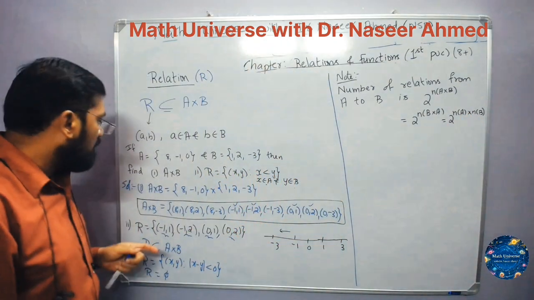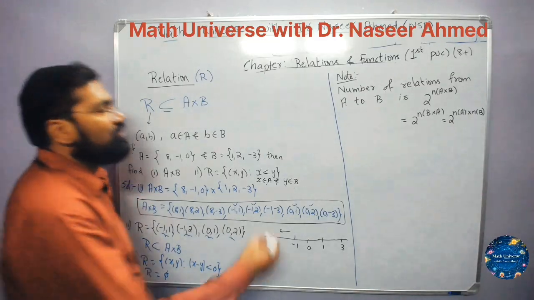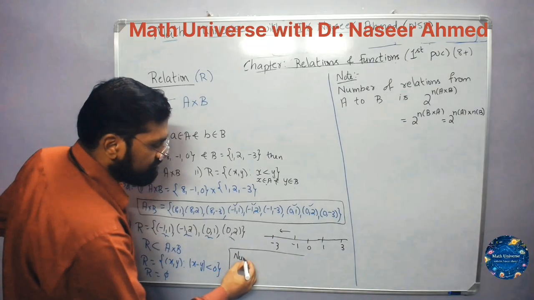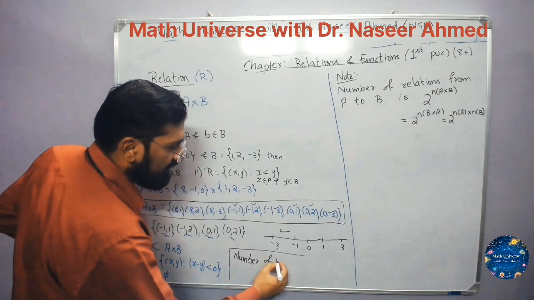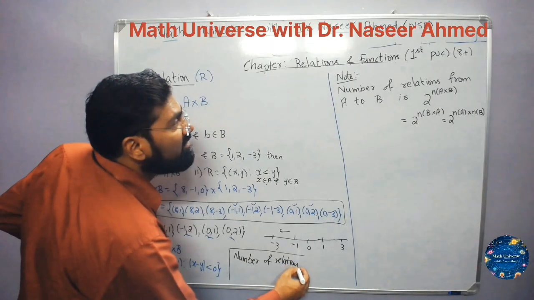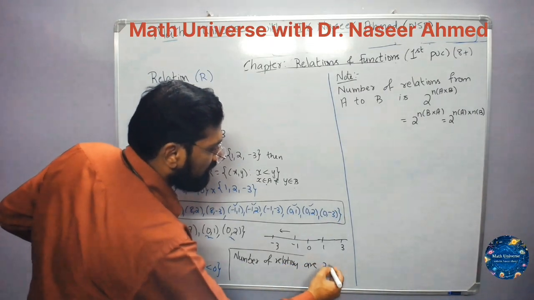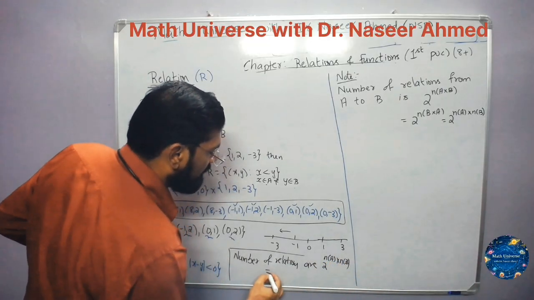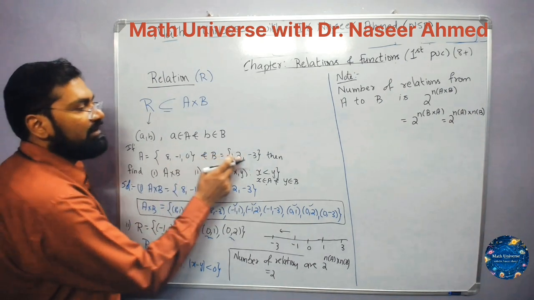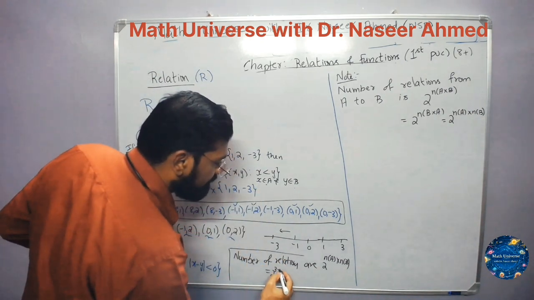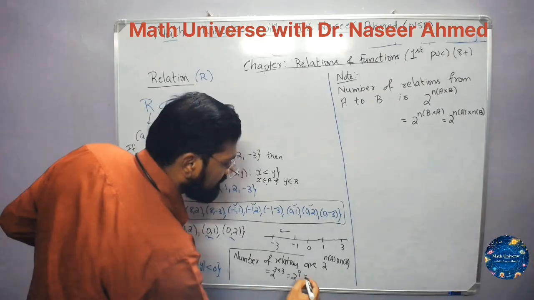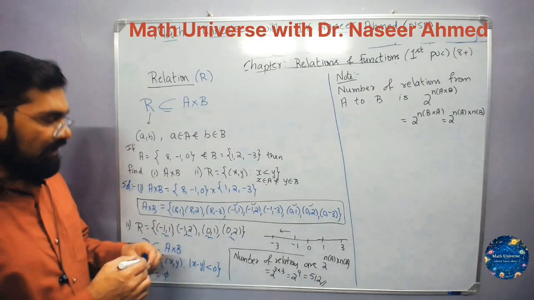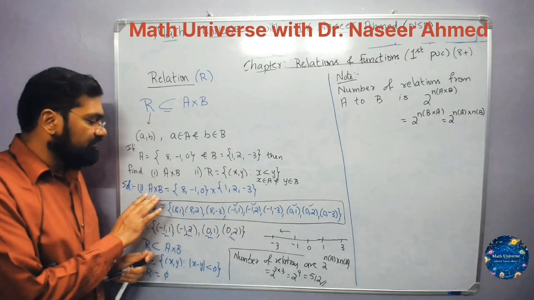So one question will come: how many relations are possible from A to B? For this, if I want to answer, the number of relations is 2 to the power of the number of elements in A into the number of elements in B. How many elements do we have in A? 3. How many here? 3. 3 into 3 will be 2 to the power 9, which is 512 relations possible. Okay, fine. Now let us try to understand some of the terminology associated with the relation.